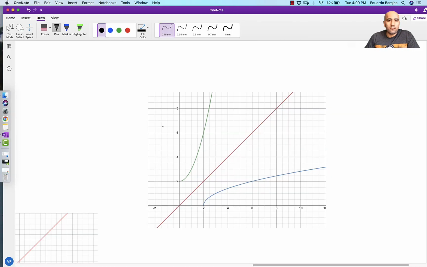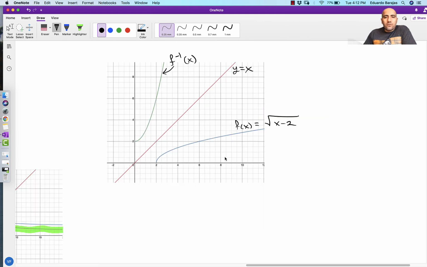Copy that. So if this is f of x equals the square root of x minus 2, then this must be the graph of the inverse function. Inverse f of x must be this one. And notice that it's a mirror image across the line y equals x. Okay, so next let's find the equation for f inverse of x.